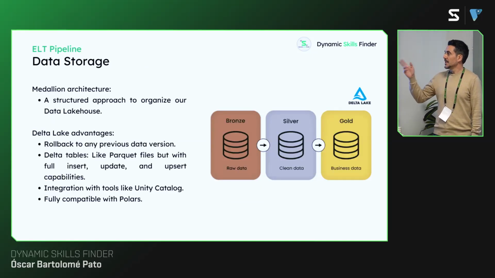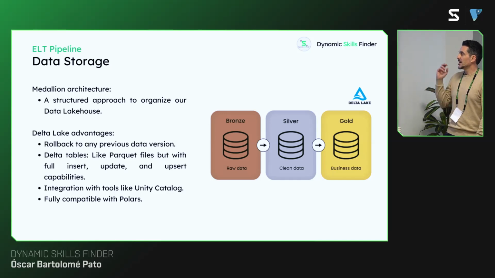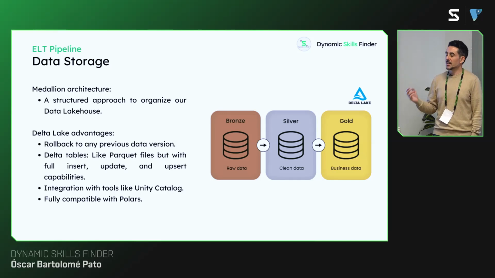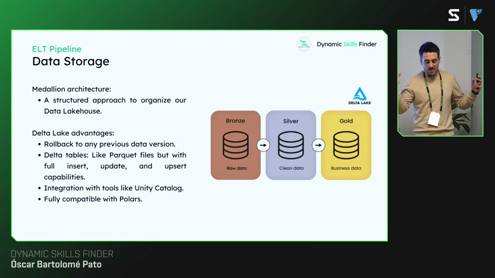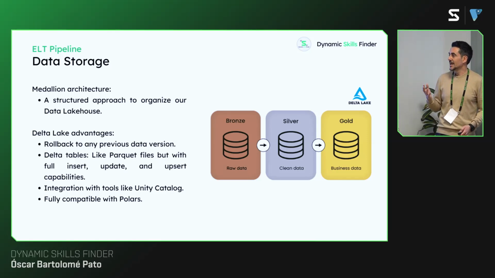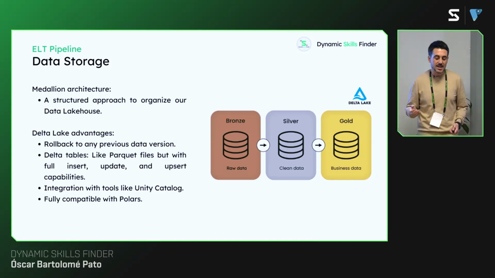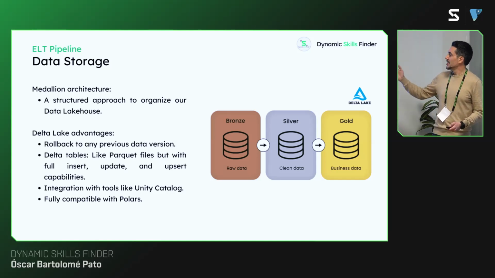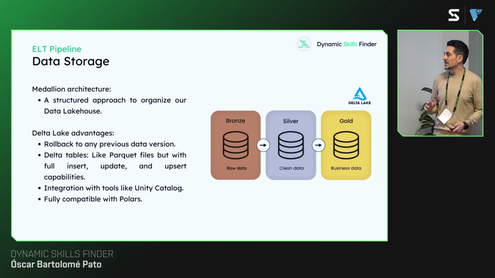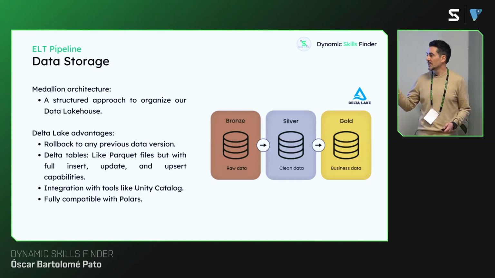From the ELT pipeline side, I would like to highlight how the data is structured, how it is stored. For that, I've implemented the medallion architecture. Well, the word medallion might sound like something grand, but it's just a commercial name for an approach to organize our data lakehouse, very similar to the traditional business intelligence design patterns. It consists of three main layers: bronze, silver, and gold. It can be implemented using different technologies. I've chosen Delta Lake because of some of its advantages.